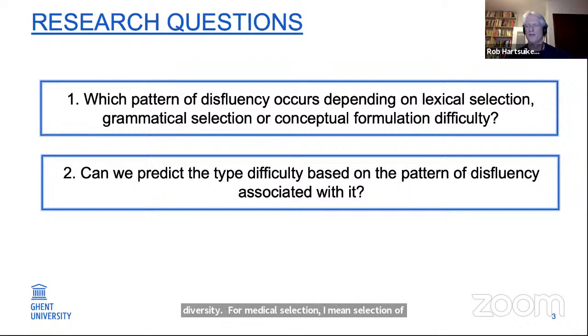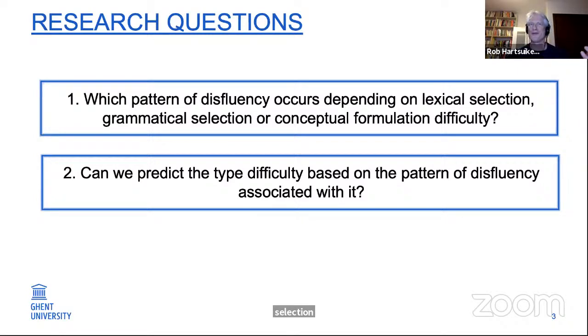Here we did classical network task experiments, which we analyzed with linear mixed effects models. The second question turns it around, in the sense that we now want to predict the type of difficulty a person is experiencing. So is there difficulty at the level of lexical selection, grammatical selection, and so on, on the basis of the pattern of disfluency? To answer this reversed question, we use multivariate pattern analysis. We'll get to that a bit later.